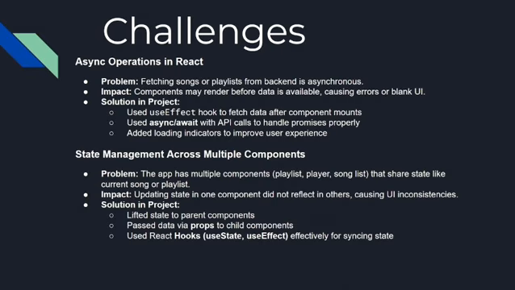I used the useEffect hook to fetch the data after the component mounts. When the component gets mounted, the useEffect hook starts fetching the data. The main concept is async await with API calls to handle promises properly. In an async function, we are always using await. Await works like synchronous code: if we add await in the code, it will execute that line in that function, then execute line by line. That's the use of await.